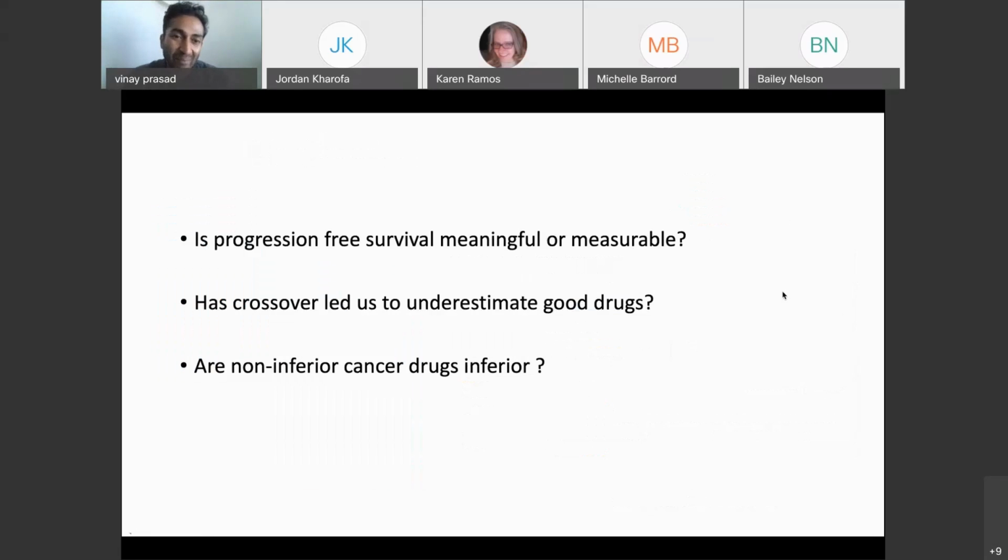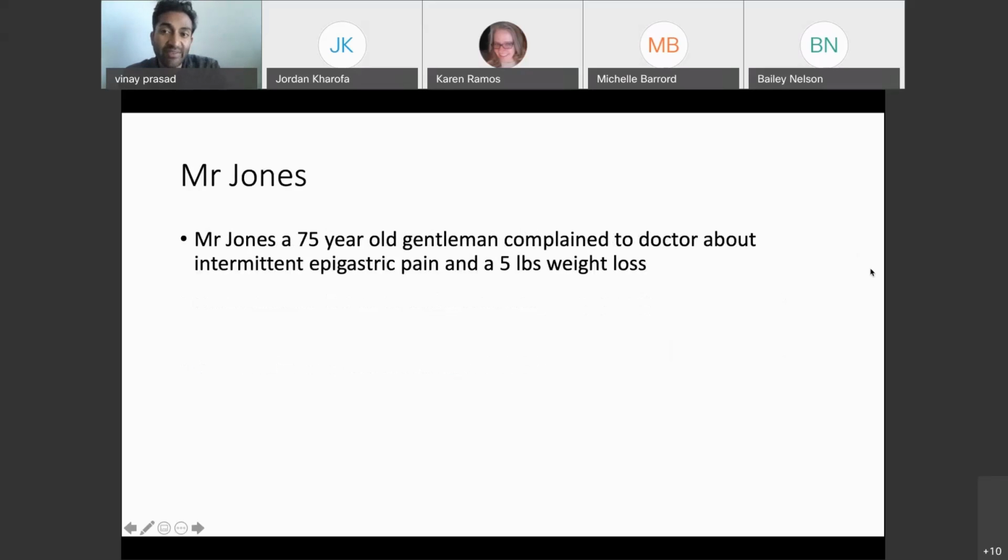I'm going to talk to you all about progression-free survival. Is it meaningful or is it simply measurable? I want to talk a little bit about crossover. And if we have time, I'm going to talk about non-inferiority. I think it's helpful to think about these kinds of questions with a case in mind. This is a real composite of a couple people I saw many years ago. This is Mr. Jones. It's as close to the real story as you can get.